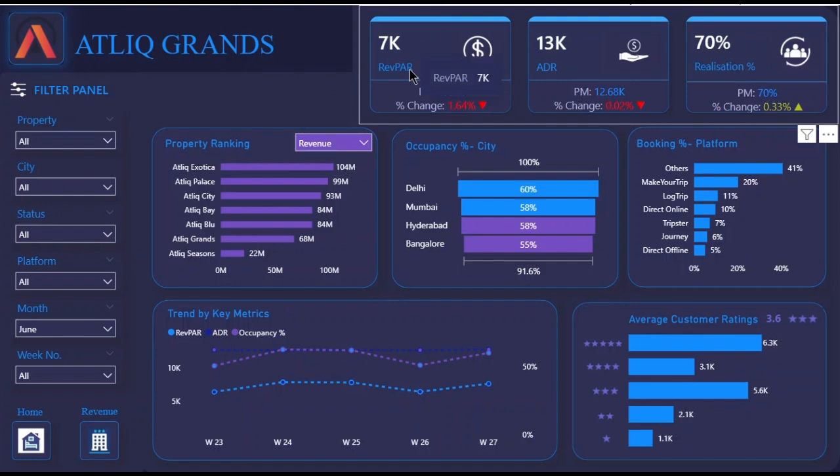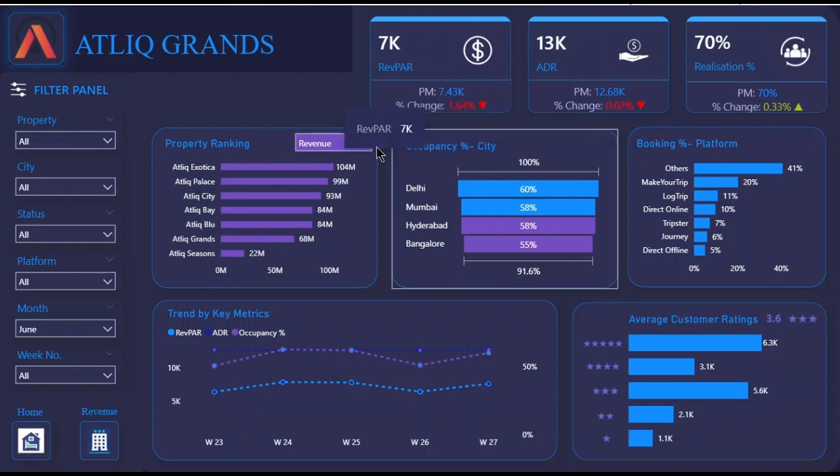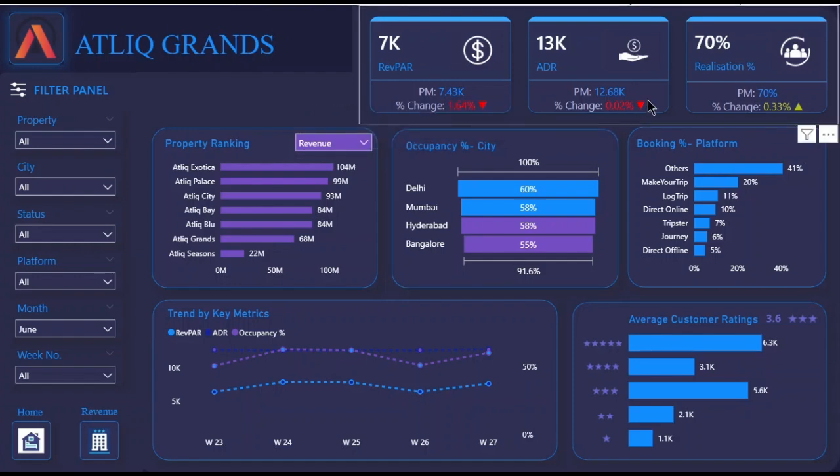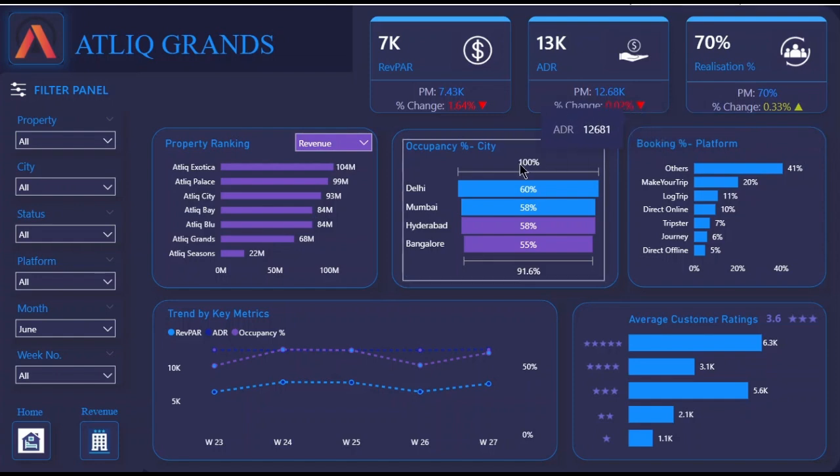So we have revenue per available room 7K. Previously it was 7.43K, a percentage change of 1.64%. Here we have ADR of 13K, previously it was 12.68K, a percentage change of 0.02%. Third one is realization percentage. We have 70%. Previously it was also 70%, but a slight positive change of 0.33%.